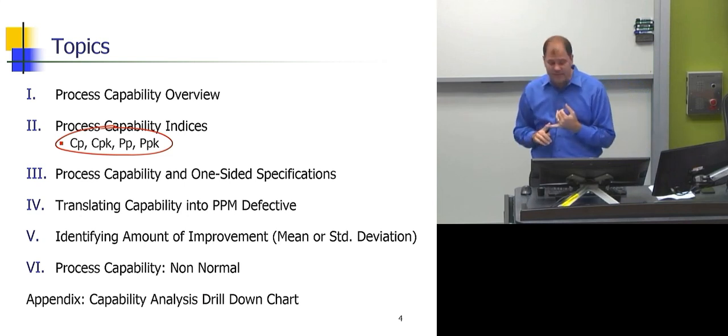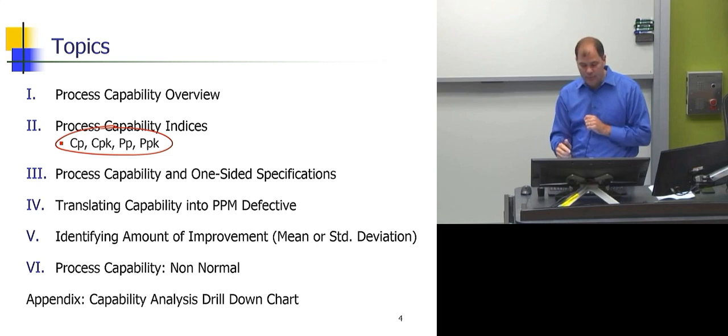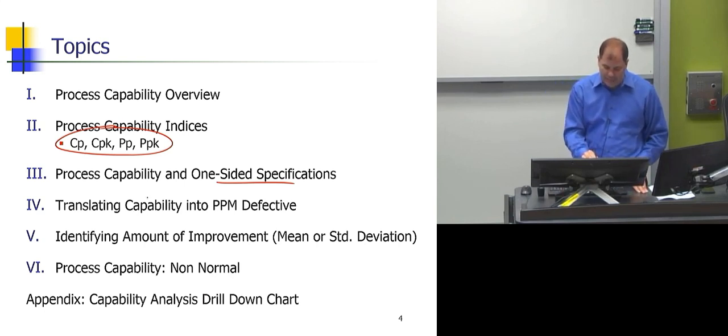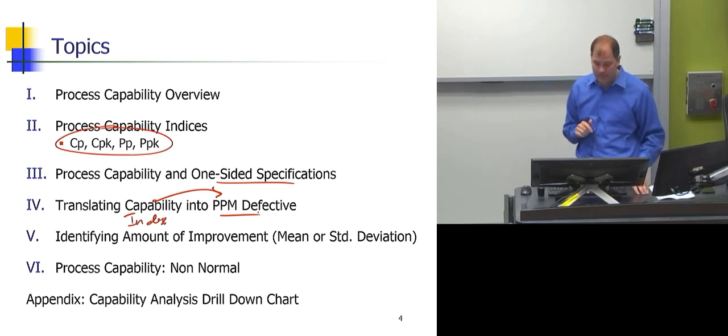I will expect you to know how to distinguish between all 4 of these. We'll also talk about the case where we have just a one-sided specification. We can't do certain indices when that happens. Then we want to talk about the relationship between the capability index and ppm defective. These are linked together.